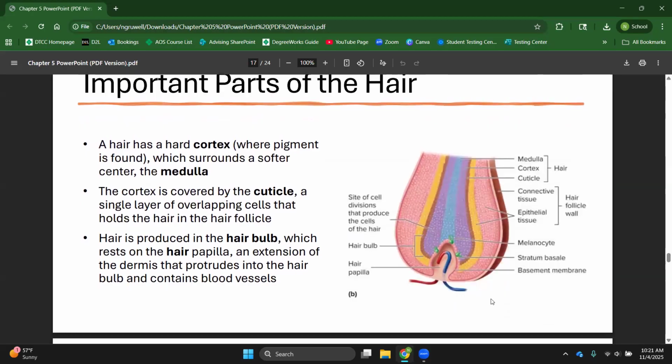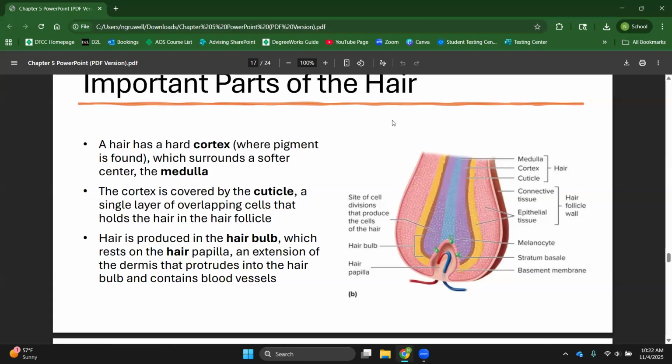So if we zoom in on our hair bulb, you'll see we have the follicle itself that surrounds it. The very middle we call the medulla. So M for medulla, M for middle. There's a cortex that surrounds that softer middle or medulla. And then our cortex is actually covered by a cuticle. So we have the cortex, the medulla, and the cuticle.